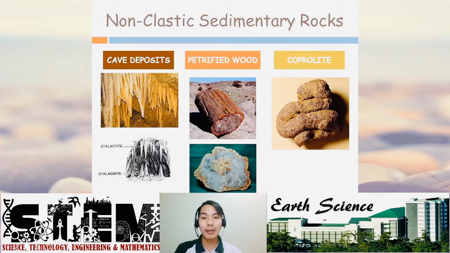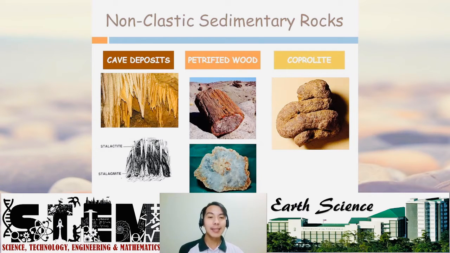Another example is petrified wood. From organic matter, wood from probably millions of years ago, it was subjected to intense pressure combined with sediments coming from soil. Then it became a rock, which is considered a sedimentary rock. Then we have here a coprolite. If you search your dictionary, coprolite is defined as petrified organic waste, or petrified feces of animals from thousands of years ago.